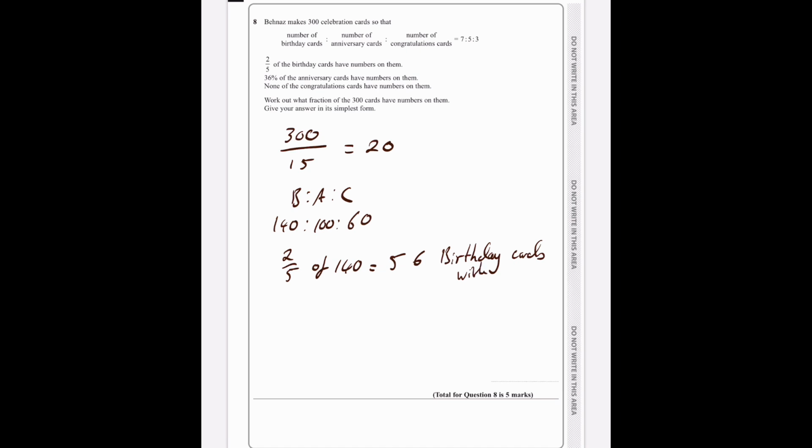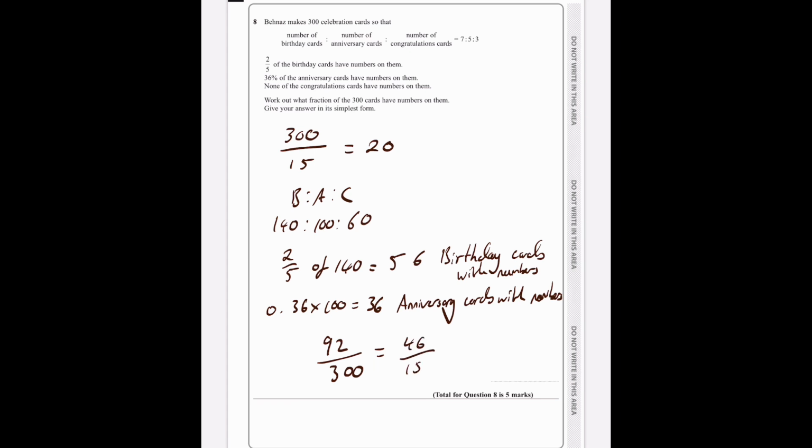And then 0.36 of the anniversary cards, 0.36 times 100 is 36, which is the number of anniversary cards with numbers. If we add those two together, we'll get a total of 92 out of the 300 cards having numbers on them, and all that remains is to simplify. You can simplify in one step to 23 over 75 if you wish.